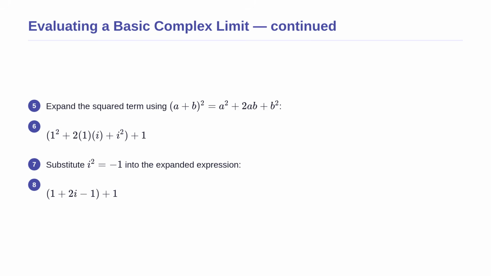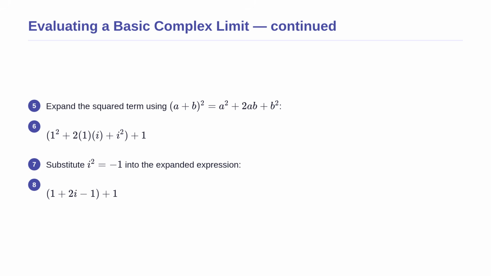Moving to the next step, we now need to expand the squared term. We do this using the standard algebraic rule for a perfect square. (a plus b) squared equals a squared plus 2ab plus b squared. Applying this rule carefully to our complex numbers, the first term is 1 squared. The middle term becomes 2i, and the final term is i squared. We still have the plus 1 at the end.